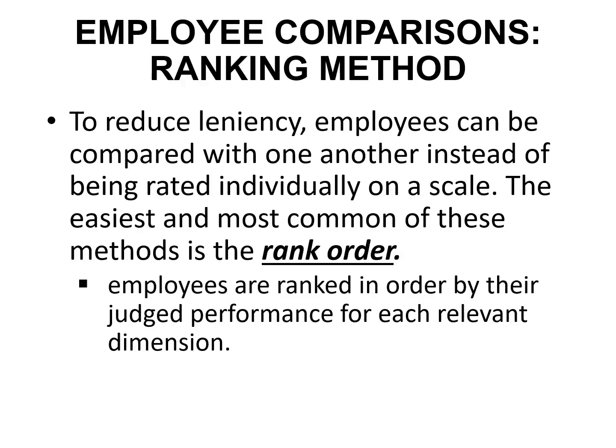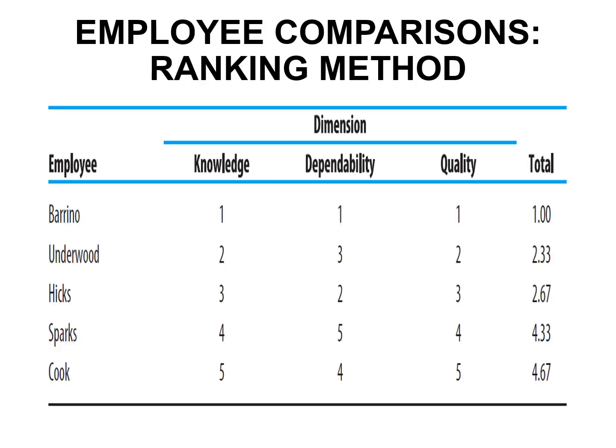So let me show you an example in the next slide. All right, so here's what he did. For example, here are the five people under your unit. You can rank them according to knowledge. Like Barina is top one in knowledge, while Underwood is top two in knowledge. But when it comes to dependability, Barina is still number one, and then Hicks is number two. And for quality, Barina is still number one, but Underwood is better than Hicks.